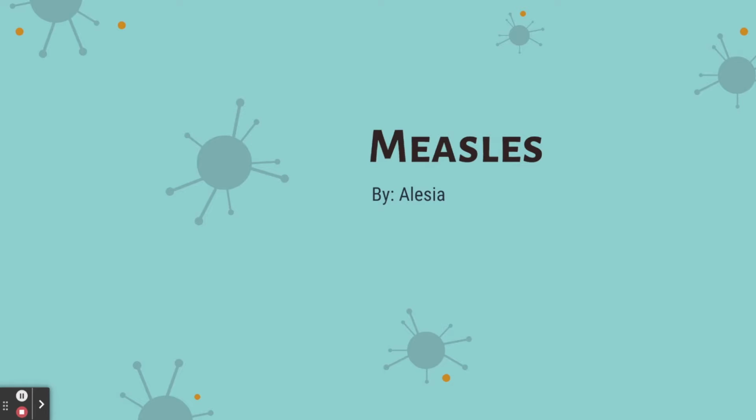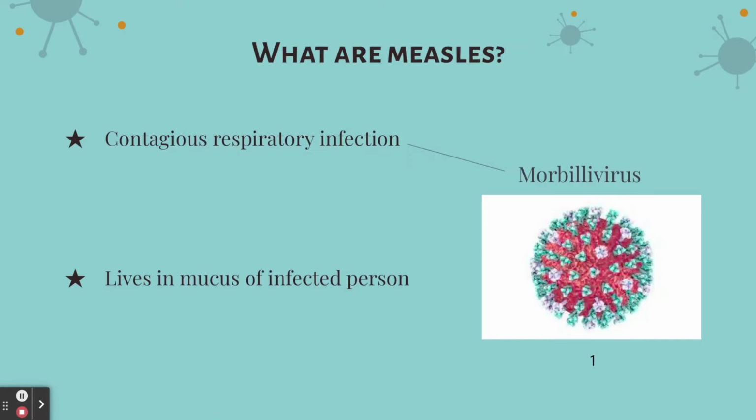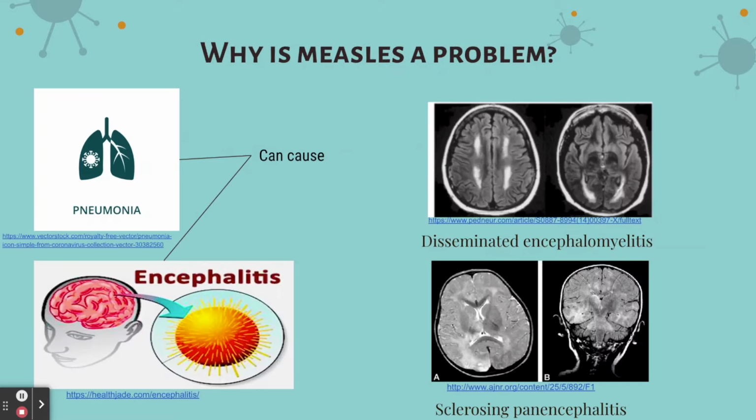Measles by Alessia. What are measles? Measles is a very contagious respiratory infection that is caused by morbillivirus. The virus dwells in the mucus of an infected person's nose and throat. Why is measles a problem?